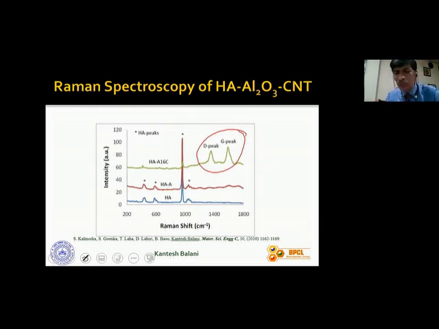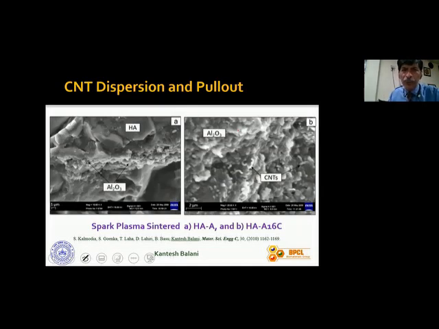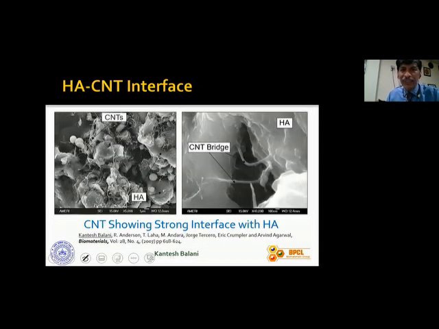This work was done around 10-12 years back. So this is what we started with. And then we could see that we have hydroxyapatite, we have aluminum oxide, we also see carbon nanotube within the matrix, which is well dispersed. And the carbon nanotubes also tend to act as a bridge. So once we try to damage them or break them, we do see these bridges being formed, and the toughness is actually much higher when we add carbon nanotube.